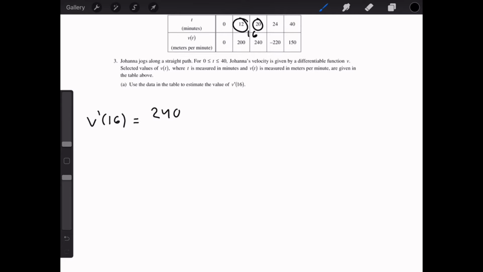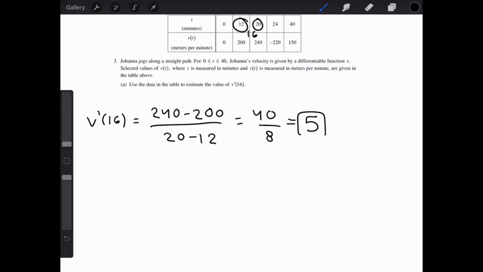Why do we need to find the slope again? You find the slope because essentially a derivative is a tangent line, and therefore we are estimating the tangent line at x equals 16. We do this by finding the slope of the line between 12 and 20. So I'm going to do v of 20 minus v of 12 all over 20 minus 12. This gets us 240 minus 200 over 8, and solving the algebra gets us 5.